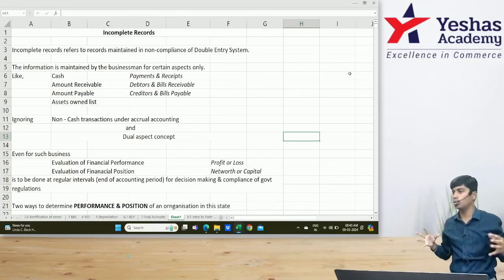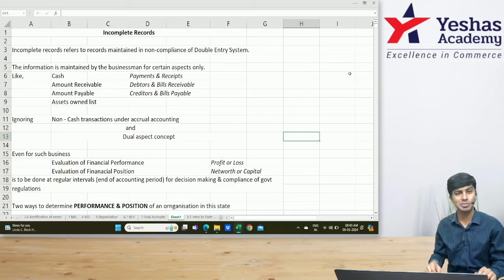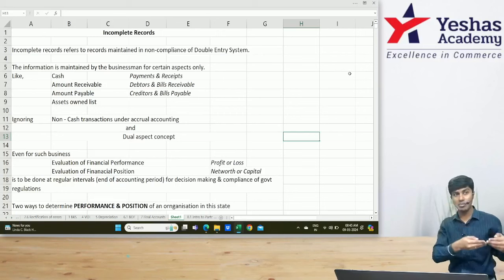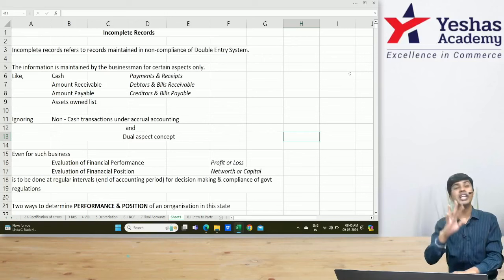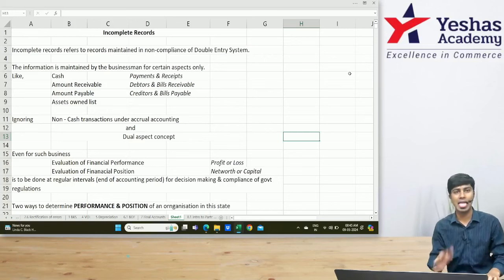Whenever a client comes to you with incomplete records, incomplete means what? They've written only one aspect. They have not written another aspect. Or they have not written some transactions only. When you purchase goods, they'll write the cash aspect. When you sell goods, they'll write the cash aspect. Assets purchased, bill they will maintain, asset they will use, but they won't record the value of the asset anywhere. They won't write depreciation. They won't write outstanding expenditure, accrued expenditure.